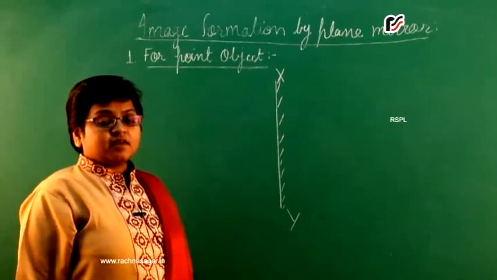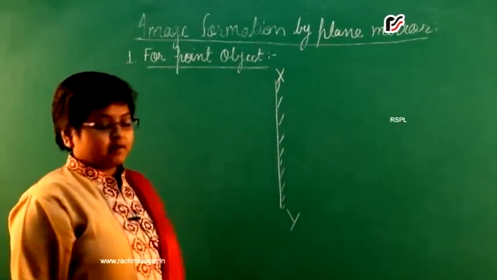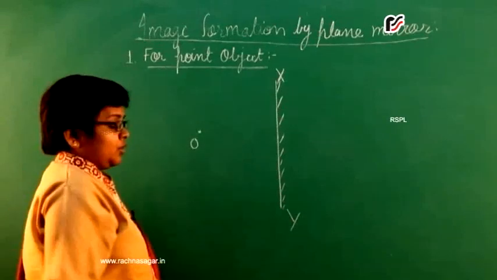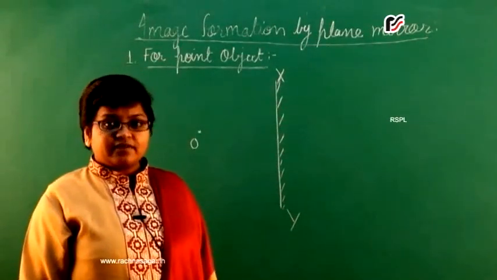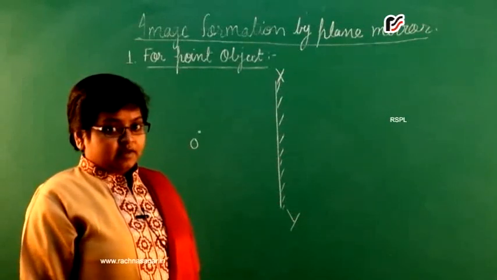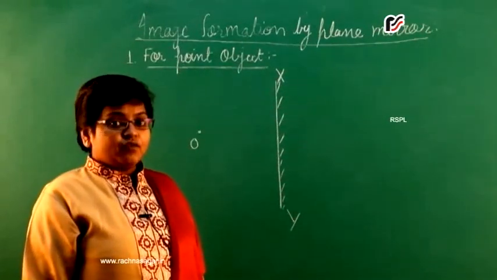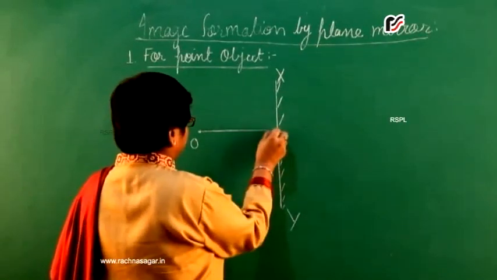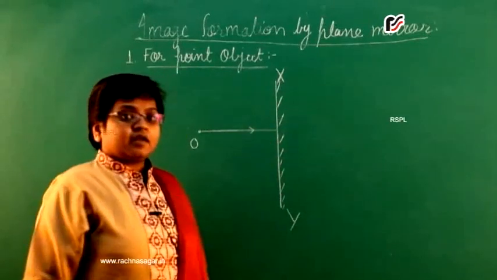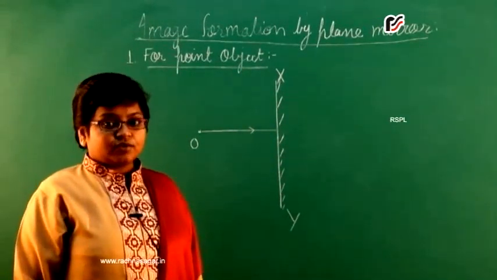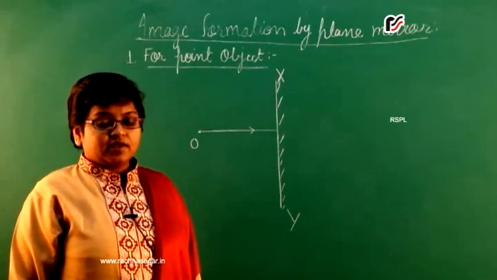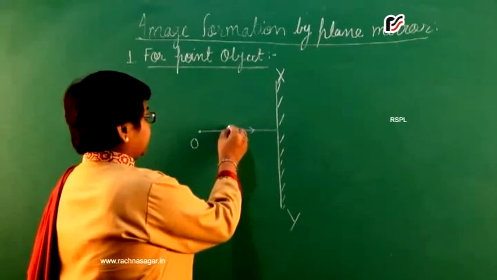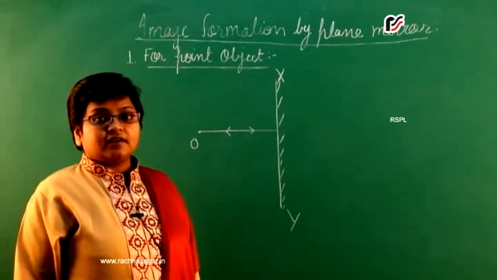This is the vertical plane mirror XY. O be the object of point size. Let us take one incident ray which falls normally on the plane mirror. Here angle of incidence is 0, so the angle of reflection is also 0. That is, the reflected ray bounces back on the same path, like that.